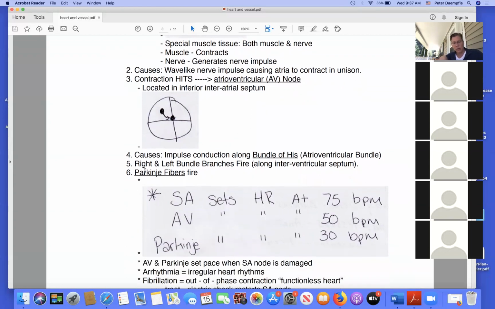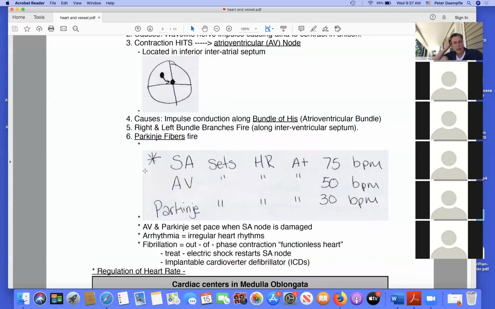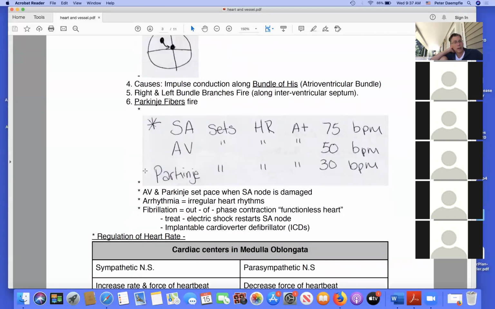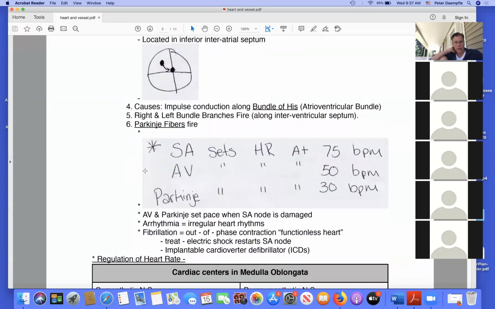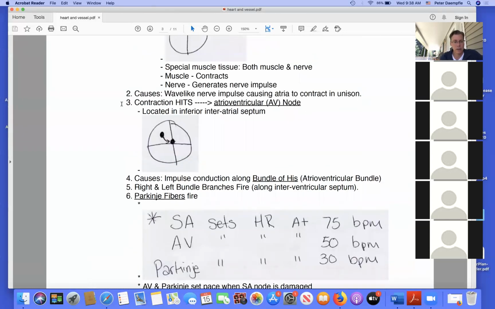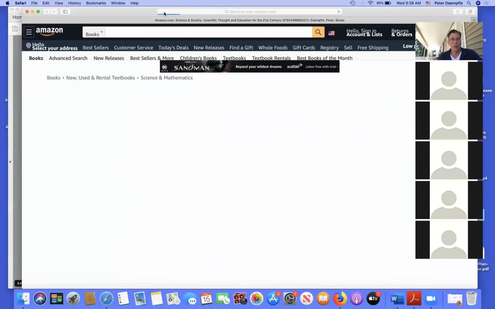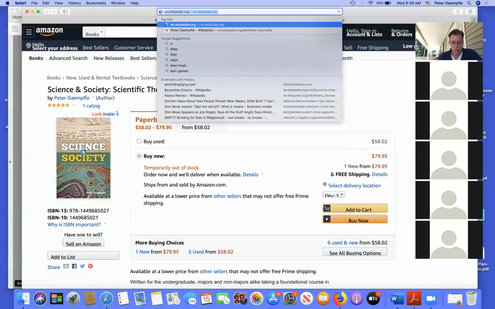All right? So you can see a wave-like contraction. And an EKG is what traces the electrical changes of the heart. Okay? And this, let me show you the EKG.